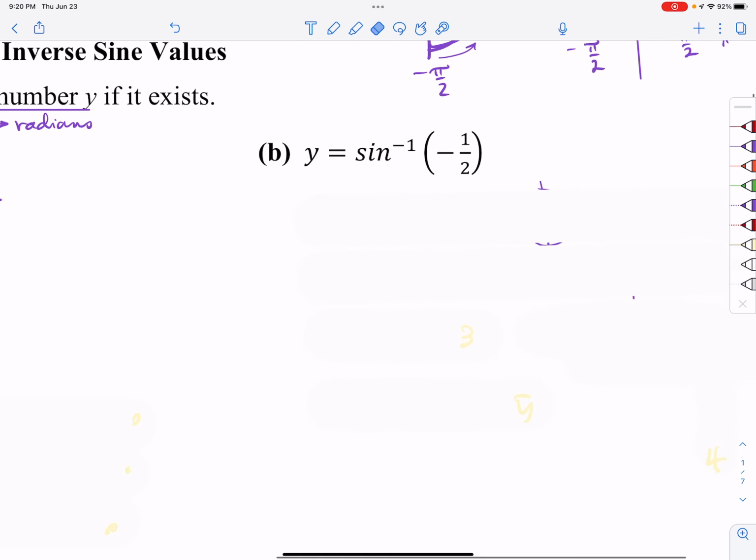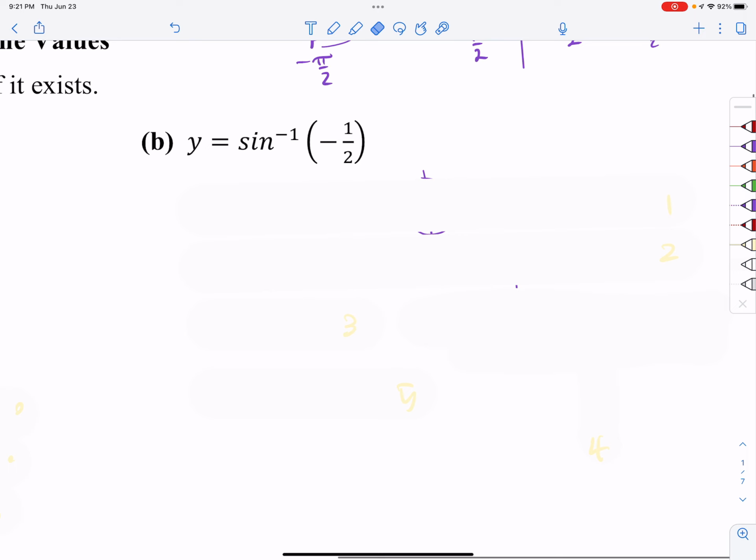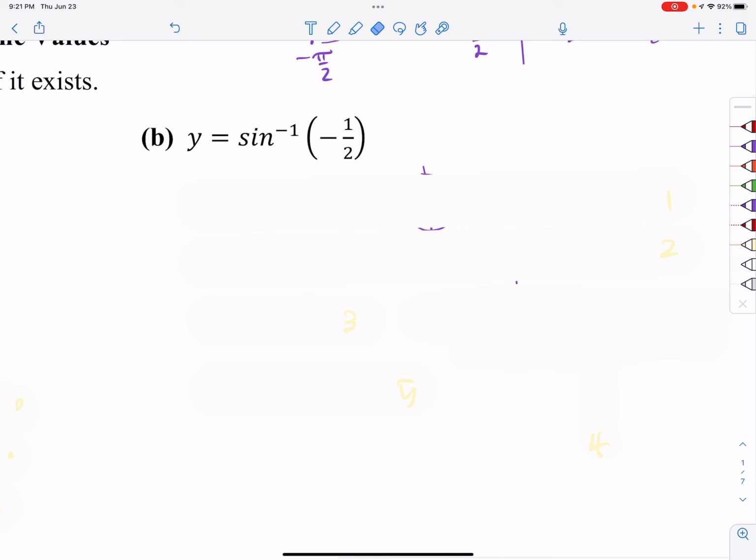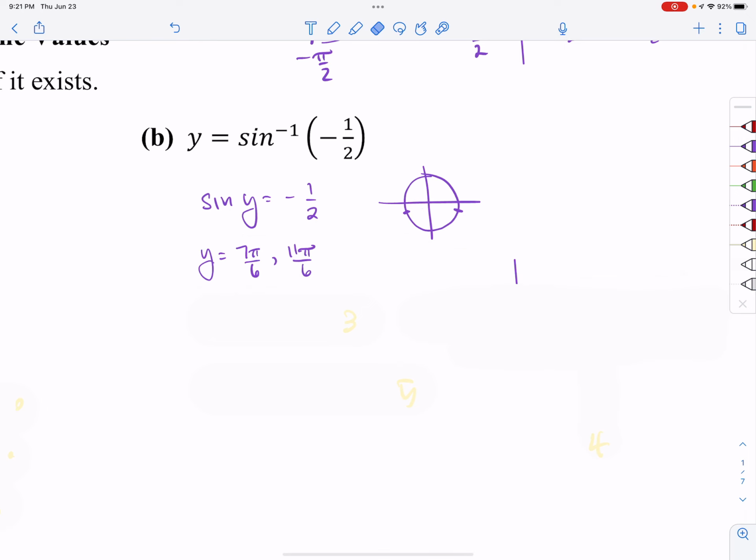All right, come over to part B then. So this time, once again, let's do the exact same concept. Let's write it normally. Look for all of the places where my sine value is equal to a negative 1/2. I've marked that on the circle already, and that's going to occur at 7 pi over 6 and 11 pi over 6. Now, when we check our restrictions on this one, remember 2 things.